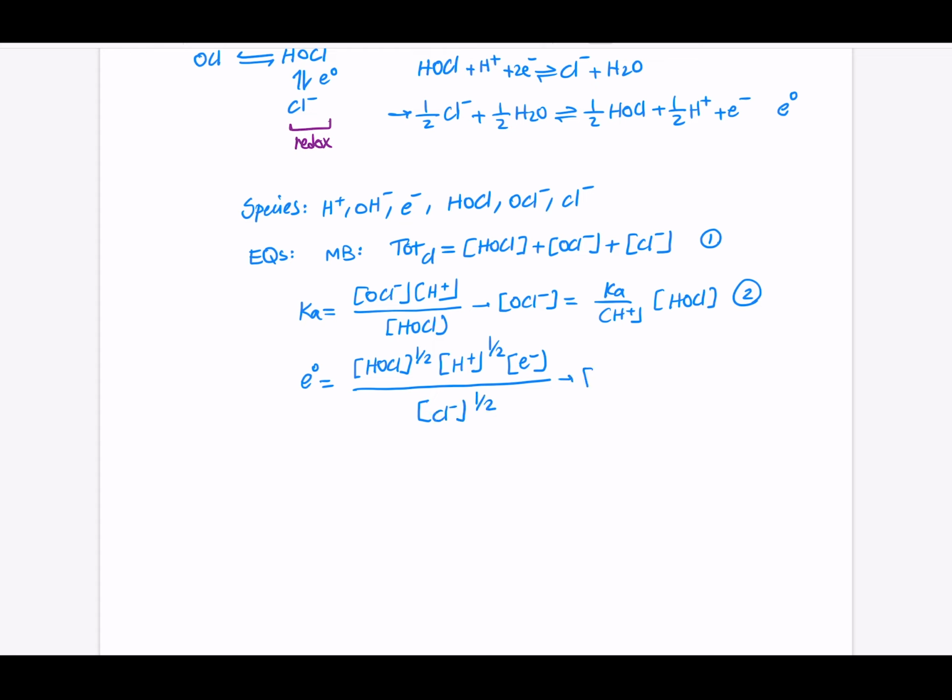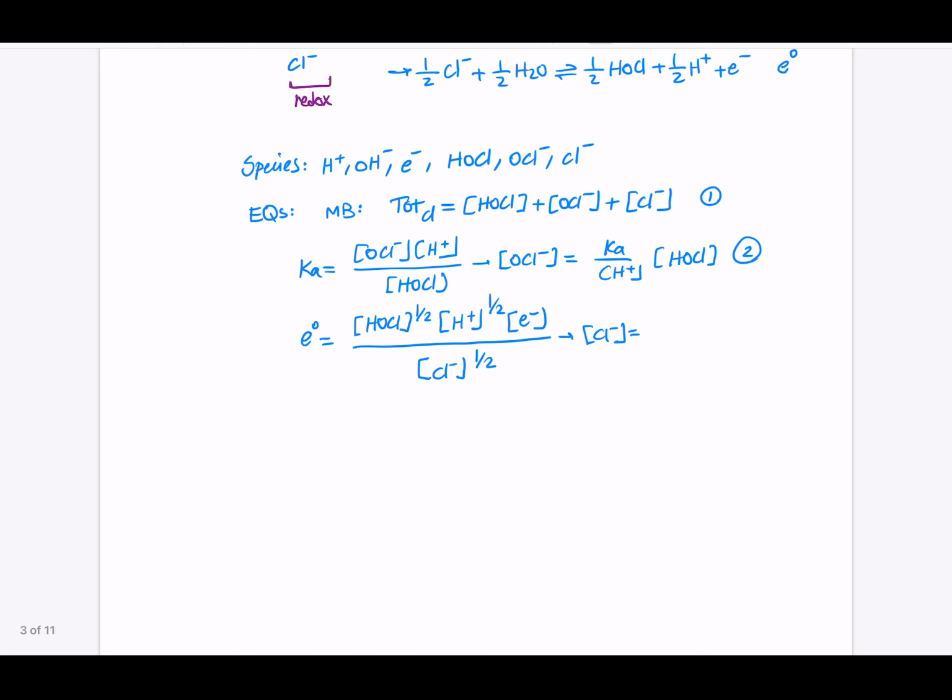So therefore we get Cl minus to be HOCl, H plus, electron to the power of 2, and then E0 to the power of 2.